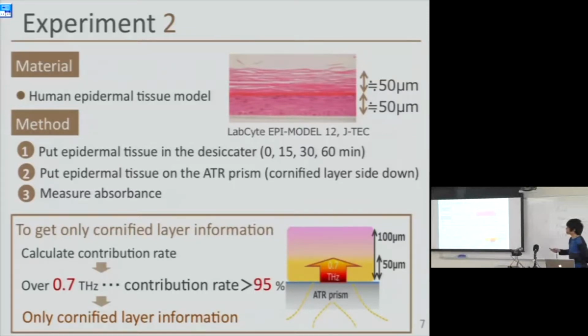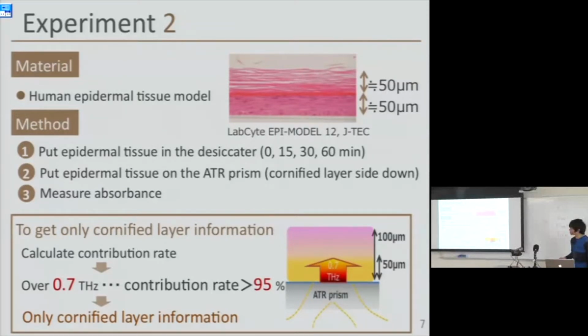The cornified layer is about 500 micrometer, and the other layer thickness is also about 50 micrometer. And firstly, I put the epidermal tissue in the desiccator for 0 to 6 minutes, and I change the water content in the cornified layer by putting epidermal tissue in the desiccator, and I put epidermal tissue on the ATR prism and measure absorbance. To get only cornified layer information, I calculated the contribution rate.